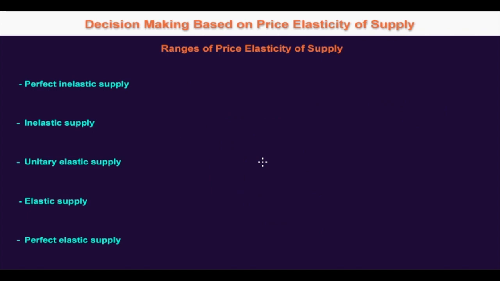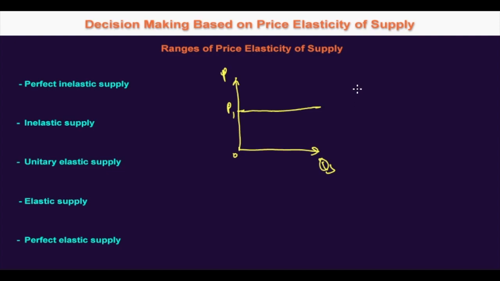The final one would be perfectly elastic supply. Perfectly elastic supply by definition means that any decrease in the product price would immediately cause the supply to shift to zero. So to graphically explain this, this would be price, quantity supplied, the origin of zero. It will be a horizontal line. This is P1. So if there is a small price decrease, the quantity supplied by firms would come to zero.